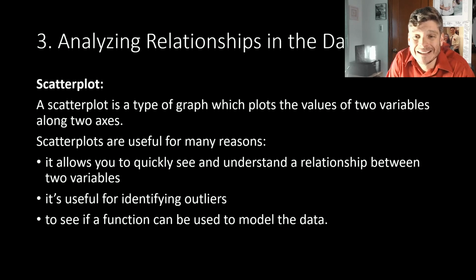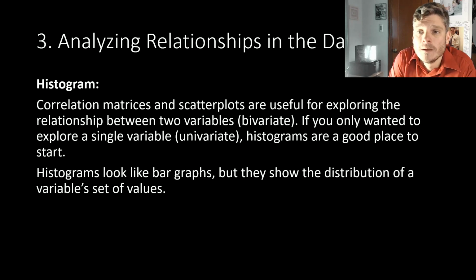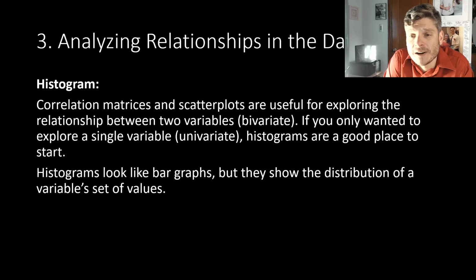And we can also see that if there's a pattern, well, what kind of function can we use to model that data? So the correlation coefficient matrix and the scatter plots are really useful for our bivariate data when we're looking at two variables at one time. If I just want to explore a single variable at a time, histograms are a great place to start. Histograms are basically bar graphs, but they really do show the distribution of a set of values incredibly well. And again, they're going to show any outliers, any extreme data points on one side or the other, and you'll get a real good feel for that one particular variable at a time.